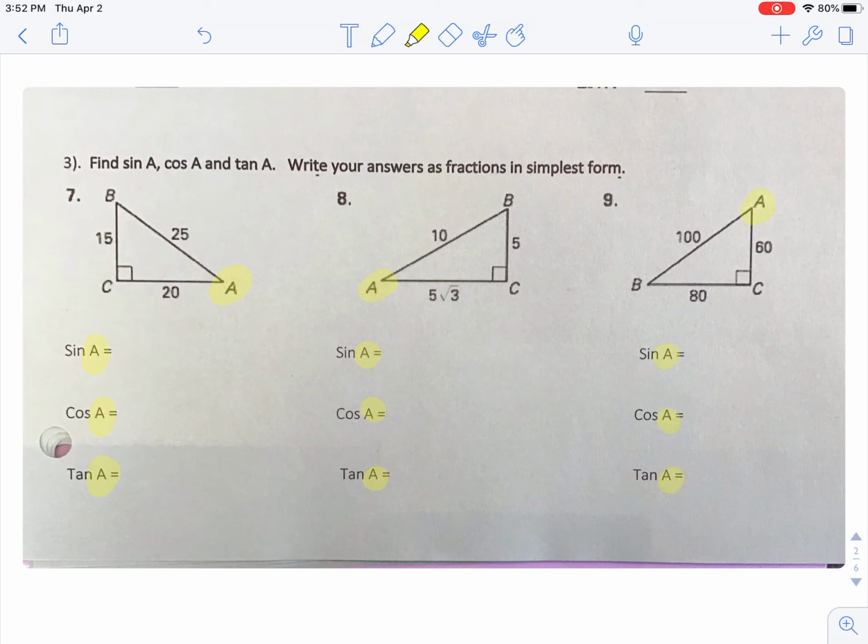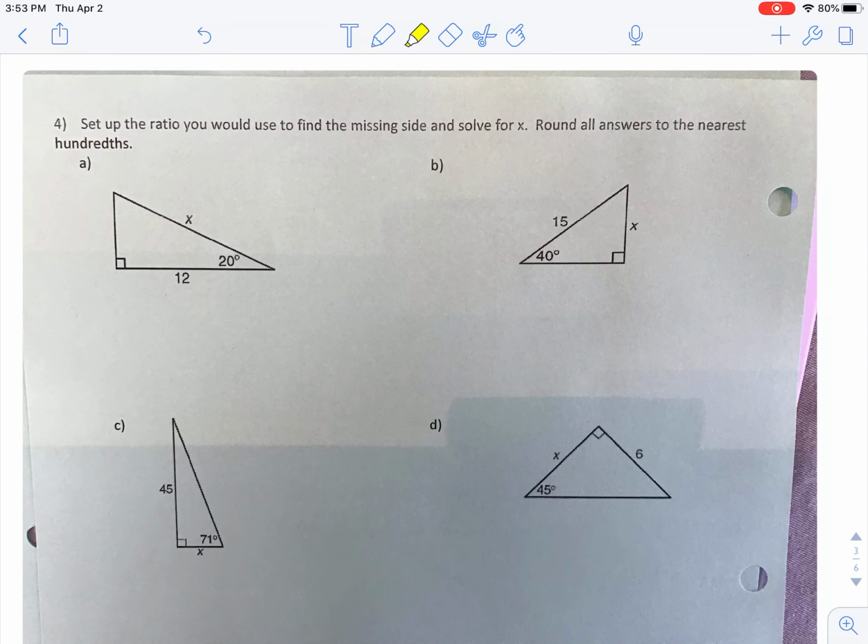And then just do each one and make sure it's in simplest form, so you're reducing all your fractions. Okay, on the back, these were the ones that were a little more complicated, so I'll walk you through it.